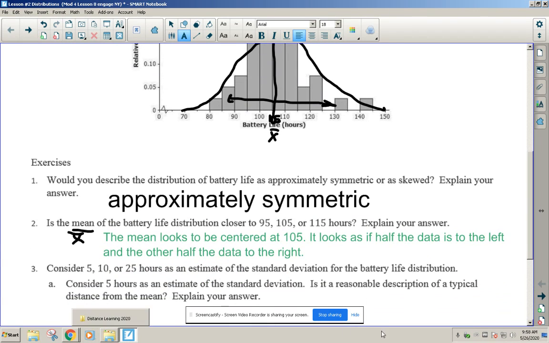So now we get to example 3. Consider 5, 10, or 25 hours as an estimate of the standard deviation of the battery life. Is it a reasonable description of a typical distance from the mean? So if you look, like I was saying before, it looks as if these bars are in steps of 5. 105 to 100, 100 to 95, 95 to 90, and the same the other way. It looks like we're going plus 5 and plus 5 and plus 5.